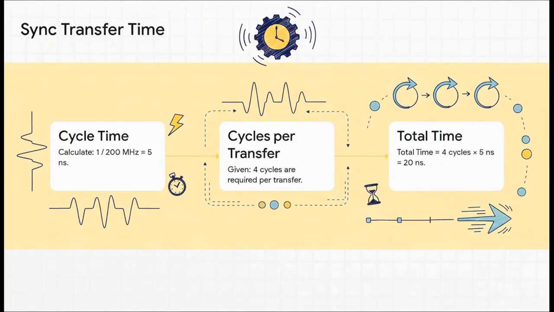And here we have another classic exam calculation. To figure out the transfer time on a synchronous bus, first you need the time for one clock cycle. You just take the inverse of the frequency. So for a 200 megahertz clock, that's 5 nanoseconds per cycle. Then, if you know a transfer takes, say, 4 clock cycles, you just multiply them together to get a total transfer time of 20 nanoseconds.